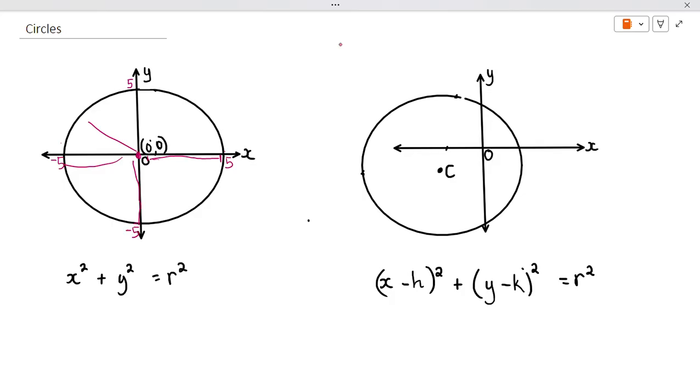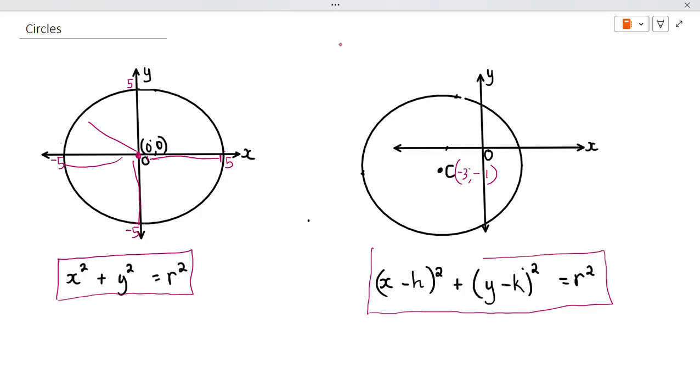So the formula that you would use is x squared plus y squared equal to r squared. On the right hand side, you will notice that the center of the circle is no longer at the origin. It has now moved, or we would say it's translated to the left and translated a bit down. So the center here is, for example, if I were writing this out, maybe negative 3, negative 1. So it's no longer at 0, 0. So we would then use the formula x minus h squared plus y minus k squared equal to r squared.